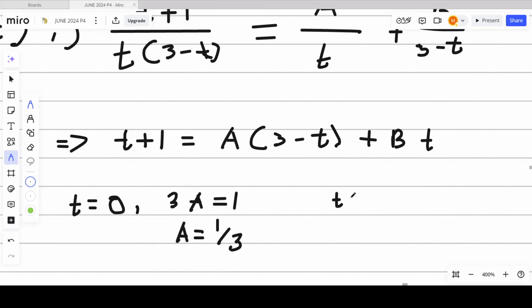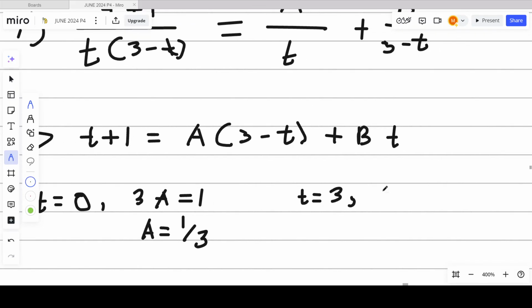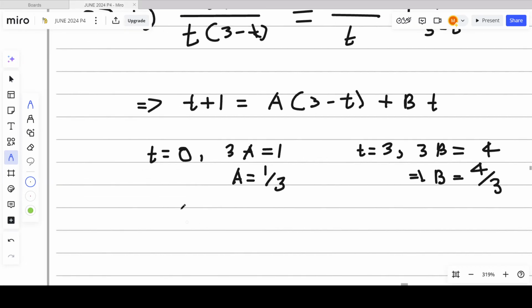Then what do we need to put to eliminate A? We need to put t equals 3. So if you put t equals 3, it will be 3B equals 4, right? So you'll get B equals 4 over 3. Done.